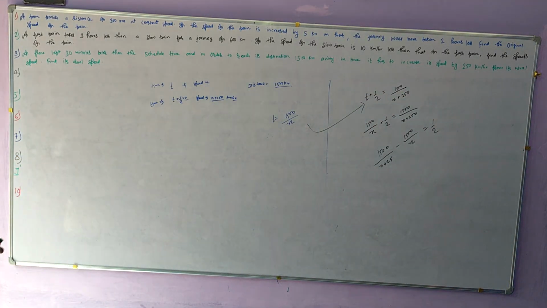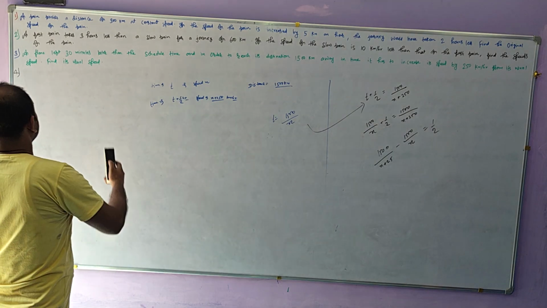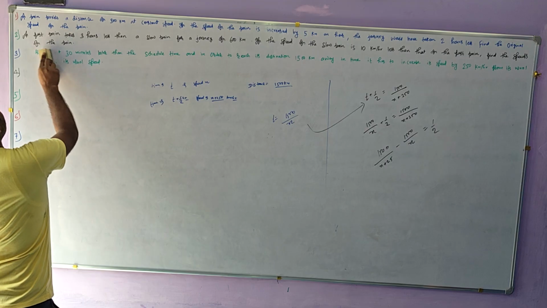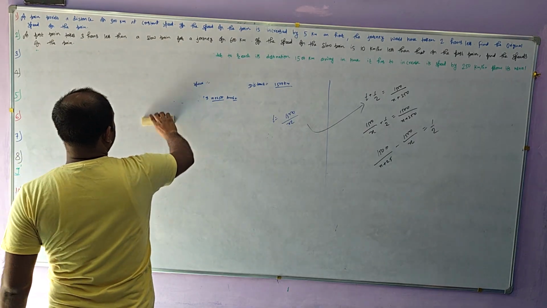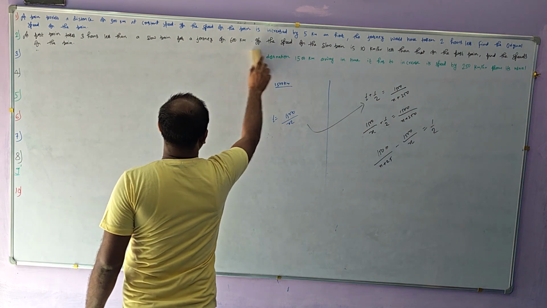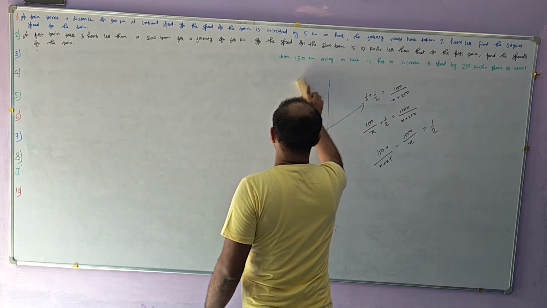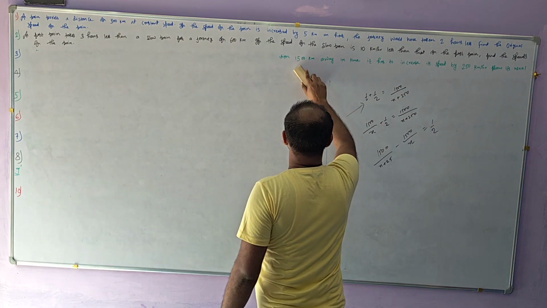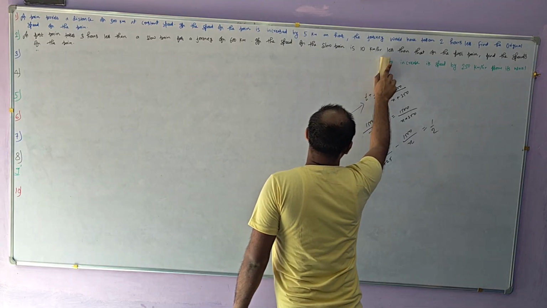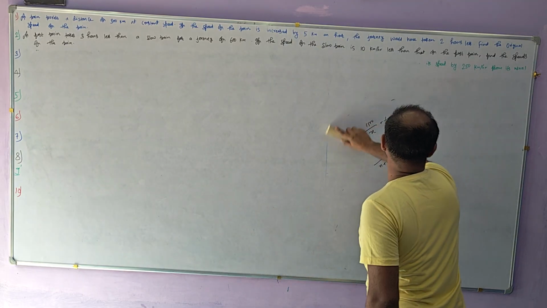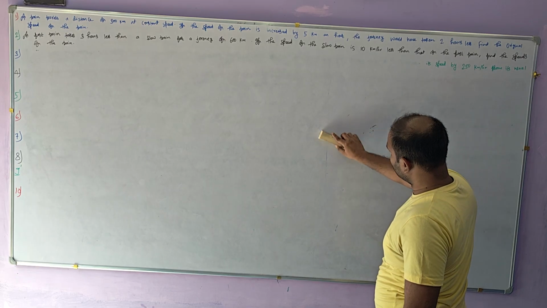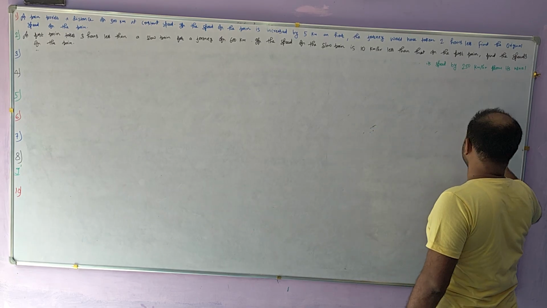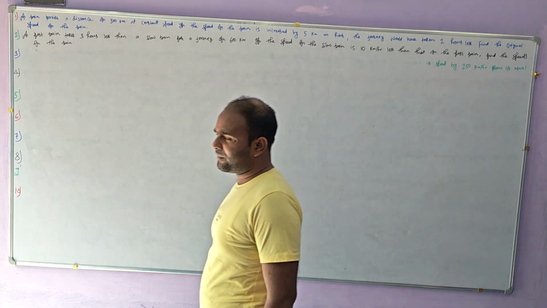Now in another question, a fast train takes 3 hours less than a slow train for a journey of 600 kilometers. If the speed of the slow train is 10 kilometers less than that of the fast train, find the speed. So we need to find out the speed.